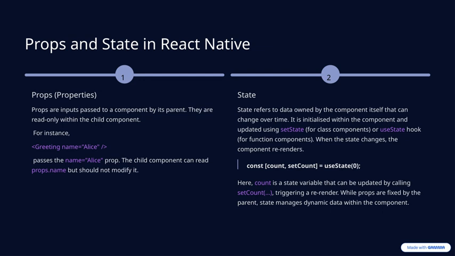The key difference here is that props are fixed by the parent, while state is managed internally and is dynamic. This distinction is crucial because it helps us control how data flows in our app: props for external input, state for internal data that can change over time. This dynamic nature of state is what makes our components interactive and responsive to user actions.